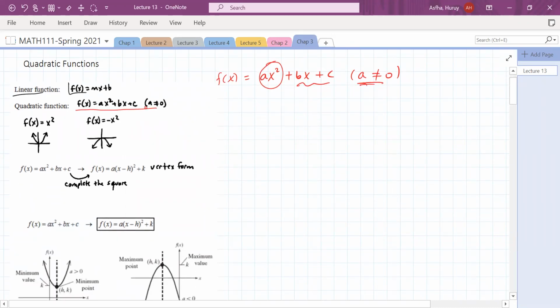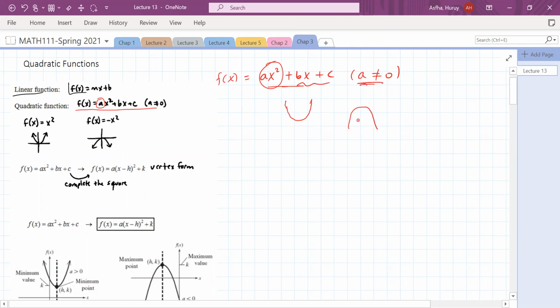For a quadratic function, based on the coefficient of the leading term, which is a, we can determine whether the graph of the function opens upwards or downwards. The graph of a quadratic function is always a parabola. It doesn't matter what a is, what b is, what c is, it's always a parabola, and that parabola will open either upward or downward.